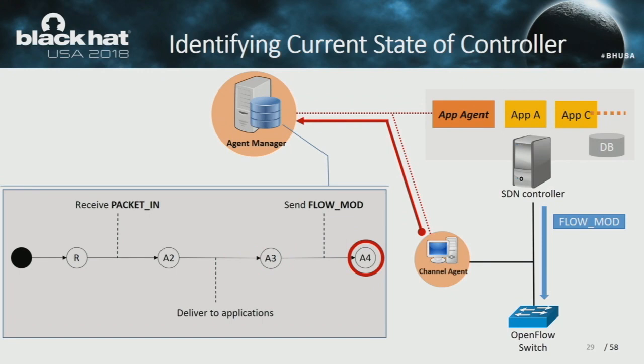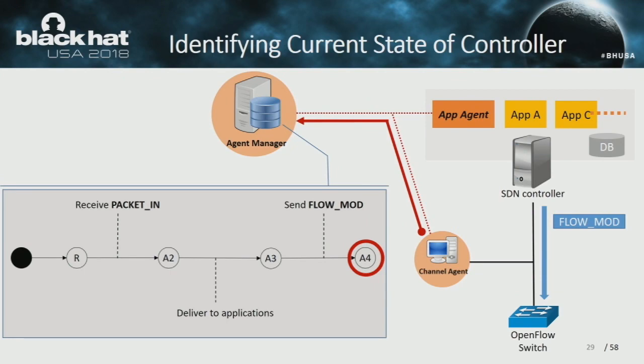And lastly, after the controller sends a flow mod message to the switch, the current state has become state A4 by the channel agent. So the point here is that in Delta, the channel agent collaborates with the application agent to identify the current controller state.